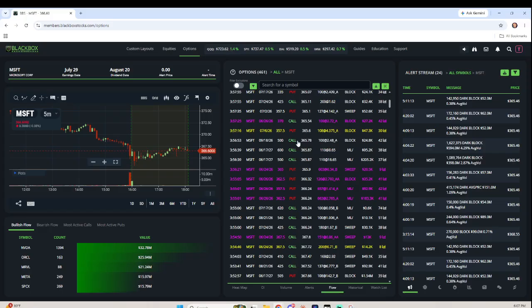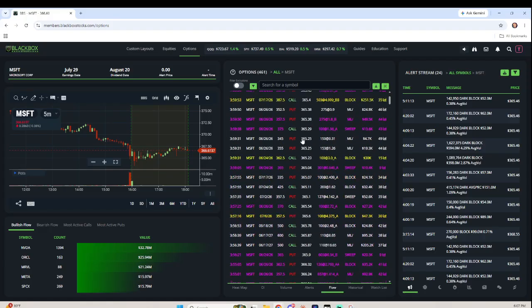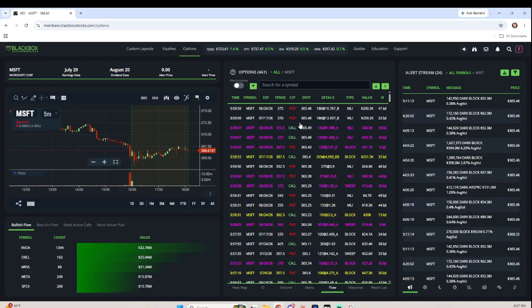Sure, it can look like buying, but we don't know for sure until we see that OI increase the next day. So with that being said, we've covered yellow, magenta, and then slightly into white there, but let's look at the type of orders that we see come through.